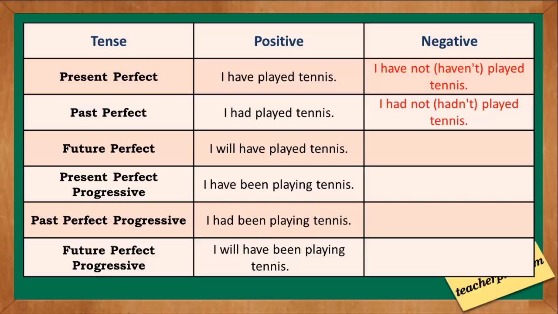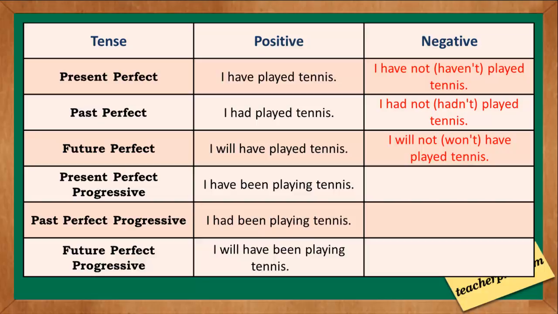For our future perfect, we have I will have played tennis. There are two auxiliary verbs in this sentence, will and have. But since our rule says add not after the first auxiliary verb, then we should put it after will. So the negative sentence will now be I will not or won't have played tennis.